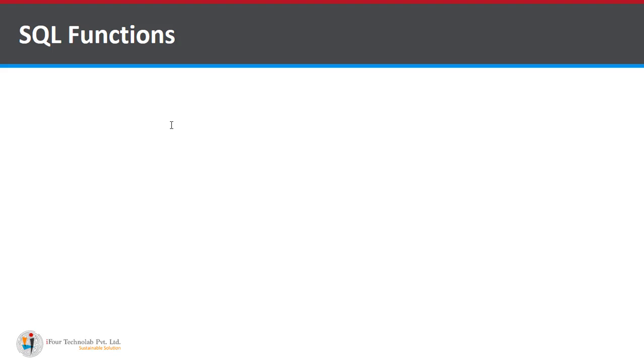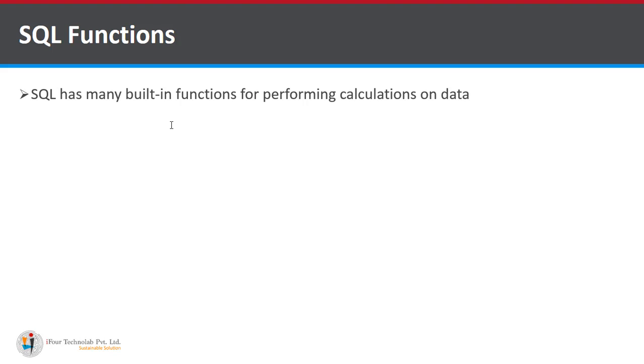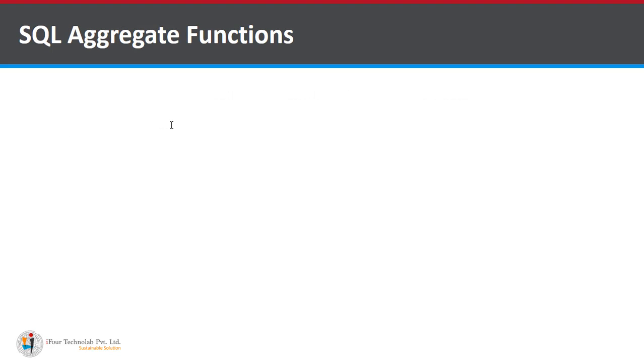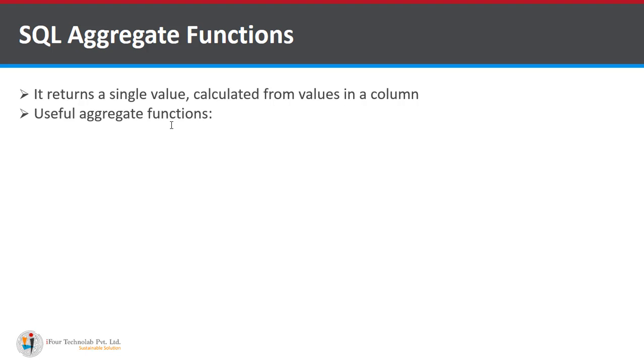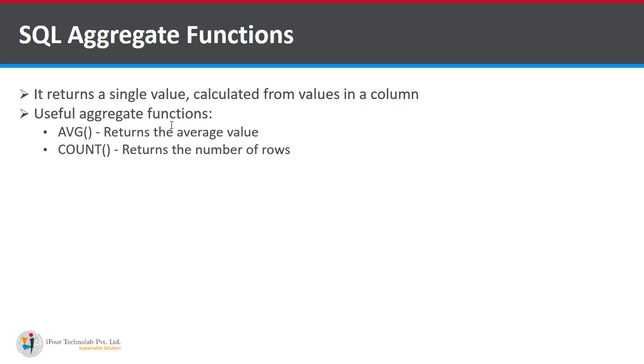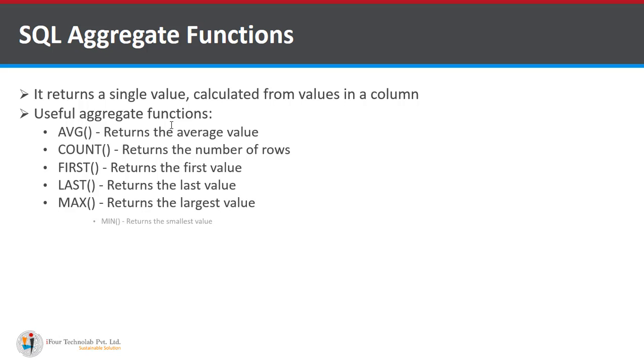And finally, we have functions. SQL has many built-in functions for performing calculations on data. SQL Aggregate Functions, SQL Scalar Functions. SQL Aggregate Functions return a single value calculated from values in a column. Useful aggregate functions are: average returns the average value, count returns the number of rows, first returns the first value, last returns the last value, max returns the largest value, min returns the smallest value, sum returns the sum.